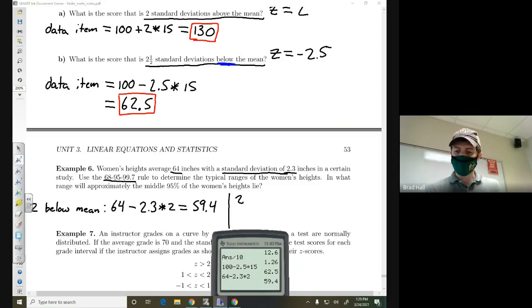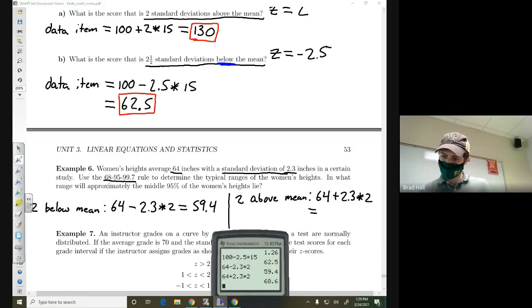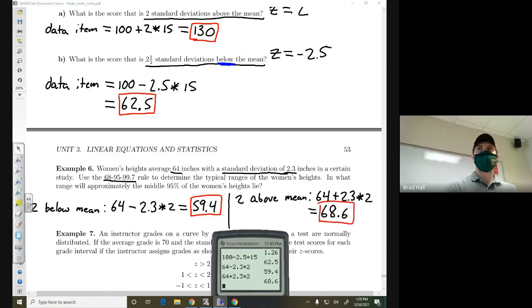And if we want 2 standard deviations above the mean, we just add. We start off with the mean. In order to look above, we have to add. 2.3 is the standard deviation, and we have to do that twice. So this is the interval. So there's 2 answers here. That's the interval of values, the range of values.